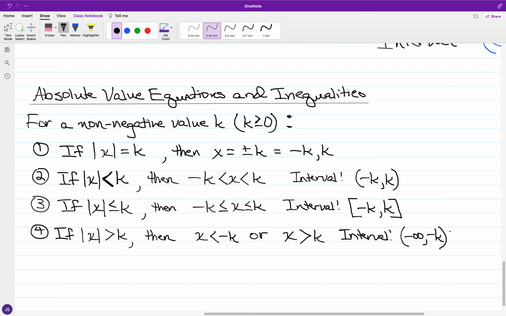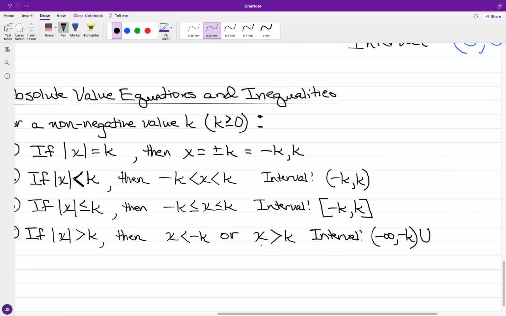With the or, you're going to have this symbol, and we have tied in x is greater than k, so you have the parenthesis around k, and the upper limit tending to infinity, so you have parentheses. And this U symbol is going to refer to union of sets or intervals.